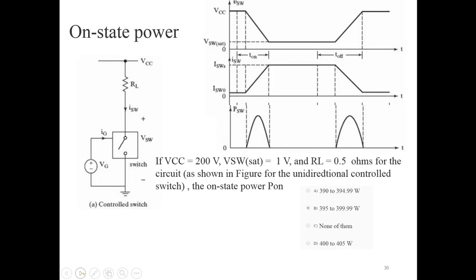The on-state power, what is the on-state power? You should be able to find out if VCC is 200, the switch drop is 1 volt, and R is 100, how much current is flowing through it. Once you know the current, and the voltage, you can find out how much the power is. You should be able to calculate the on-state power. This is the power we're talking of, the voltage times the current, V times I. Please practice those.